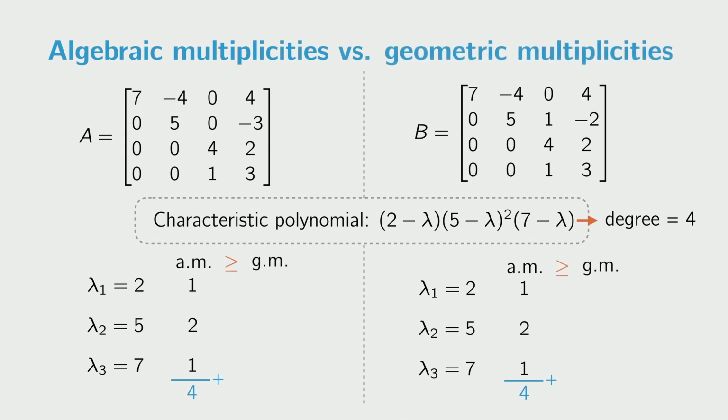Remember the following inequality. For any eigenvalue, the algebraic multiplicity is larger than or equal to the geometric multiplicity. Now the algebraic multiplicities add up to 4, so the only way that the geometric multiplicities can add up to 4 as well is if for each eigenvalue both multiplicities are equal. And indeed, for the diagonalizable matrix B, for each eigenvalue, the geometric multiplicity is equal to the algebraic multiplicity. For the non-diagonalizable matrix A, the geometric and algebraic multiplicity of eigenvalue 5 are not equal.